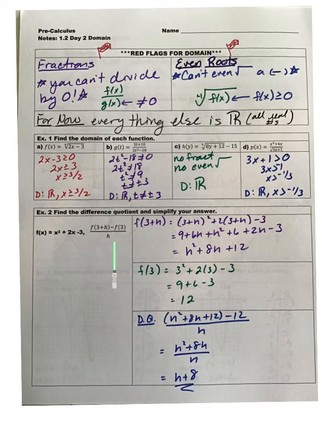And now I'm going to actually evaluate the difference quotient. So I take the first part, h squared plus 8h plus 12. I subtract the second part, minus 12. And then I divide by h. The 12s cancel, so I get h squared plus 8h over h. Both of these are divisible by h, so I'm left with h plus 8. And that finishes it off.